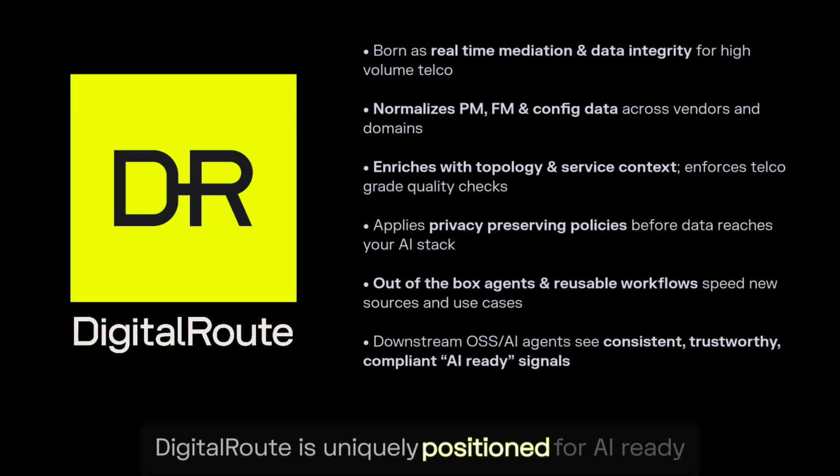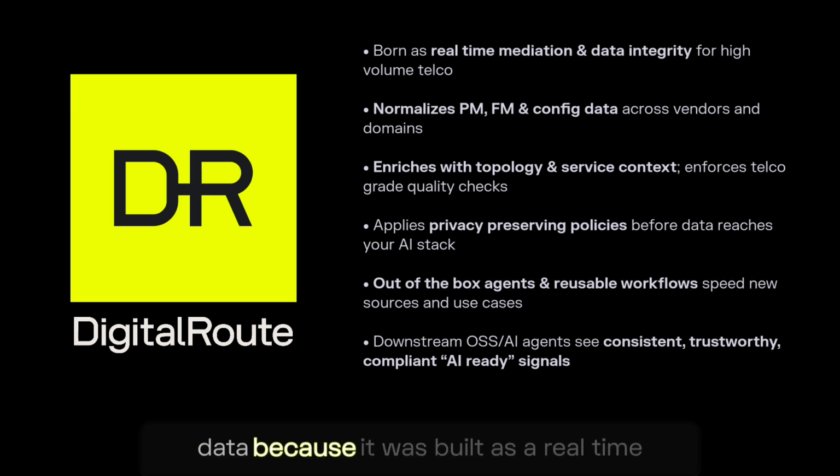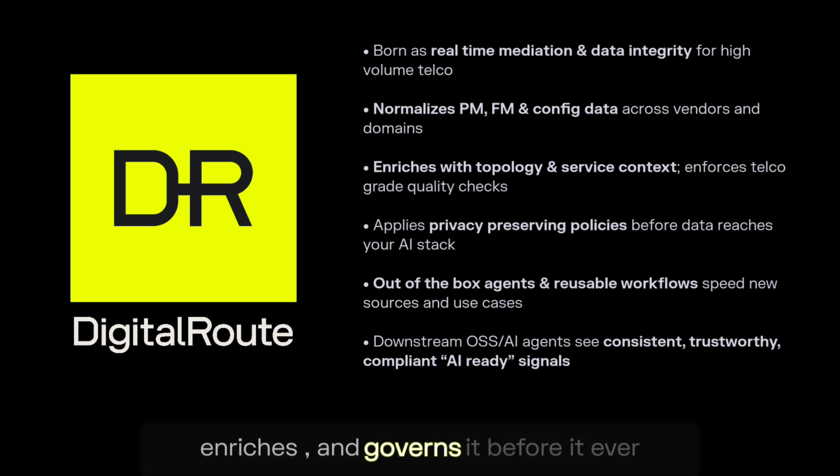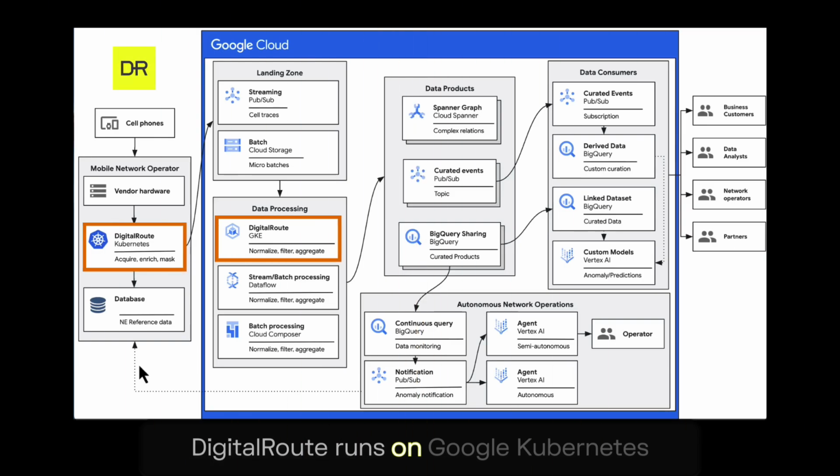DigitalRoute is uniquely positioned for AI-ready data because it was built as a real-time mediation and data integrity platform for complex, high-volume telecom environments. It doesn't just move data, it normalizes, enriches, and governs it before it ever reaches your AI stack. DigitalRoute runs on Google Kubernetes Engine, ingesting high-volume, multi-vendor data, decoding proprietary formats, and mapping everything into a unified data model and end-to-end session flows.